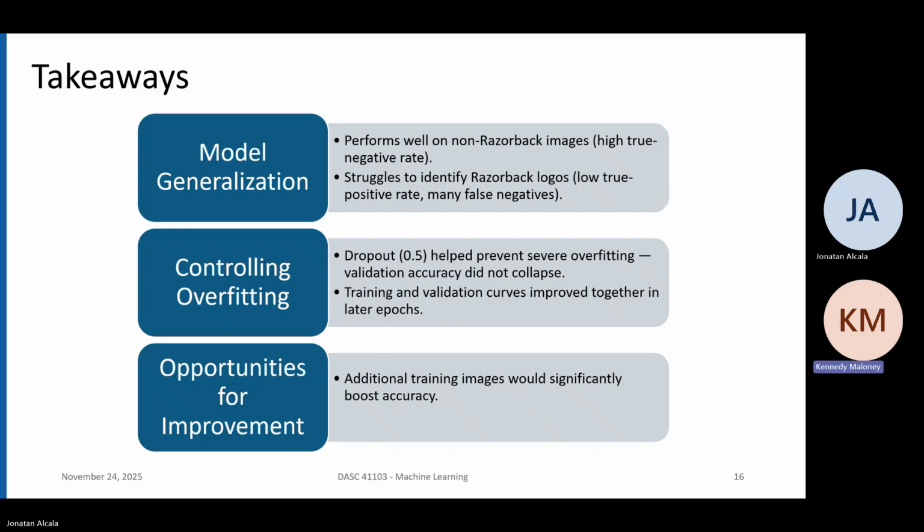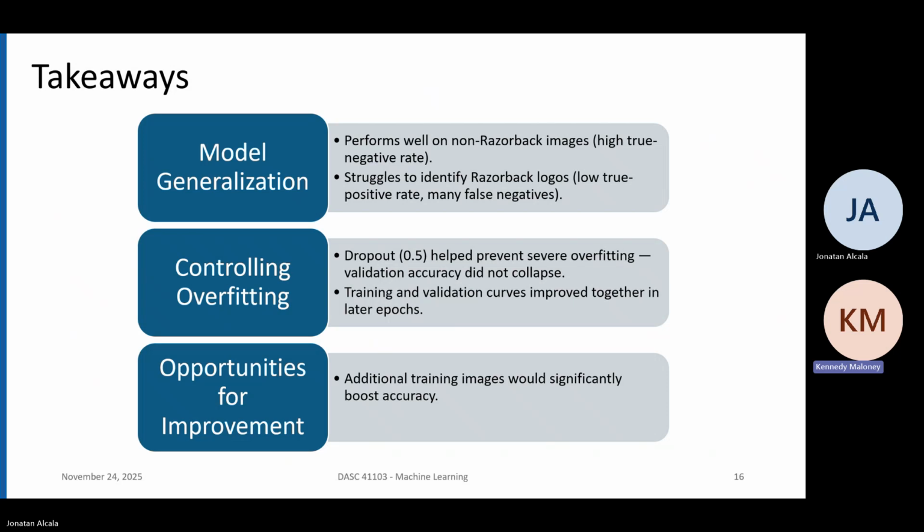So our takeaways was model generalization. It performs well on non-Razorback images, so a high true negative rate, while it does struggle to identify Razorback logos, low true positive rate, many false negatives. And again, for the point of this model, that's not really what we were going for with this use case.